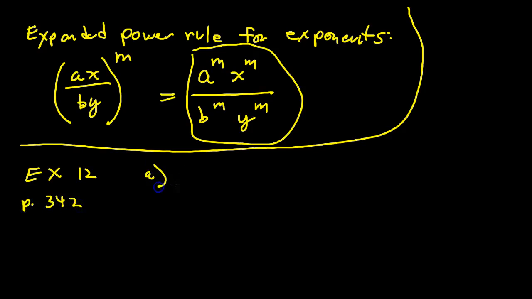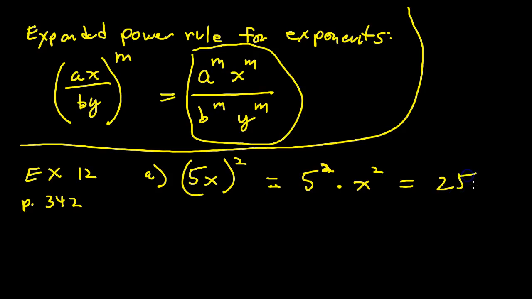All right, part A says simplify 5x squared. Well, of course, if I've got a product raised to a power, I can really distribute that exponent over that product. I could call this 5 squared times x squared, invoking my expanded power rule just on a product. 5 squared is 25, and x squared is, of course, x squared. All right, so that would simplify just to 25x squared.